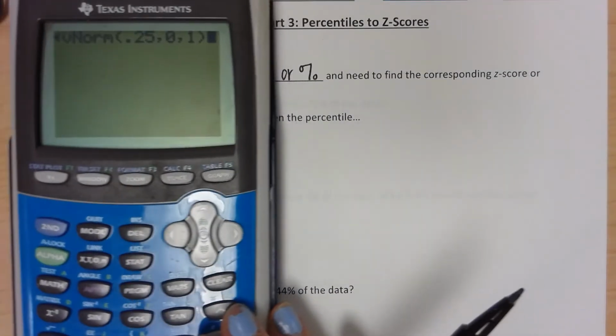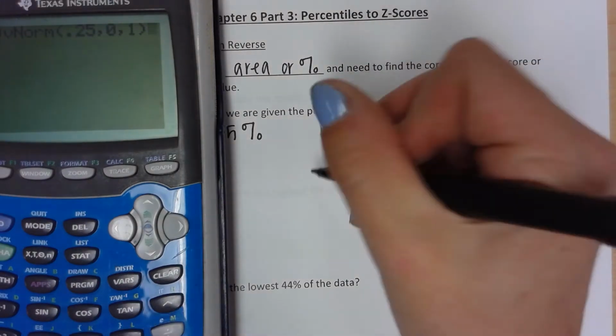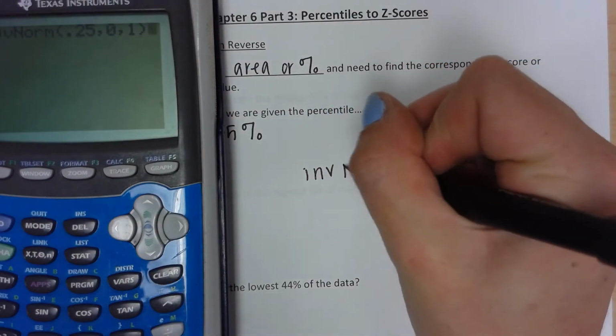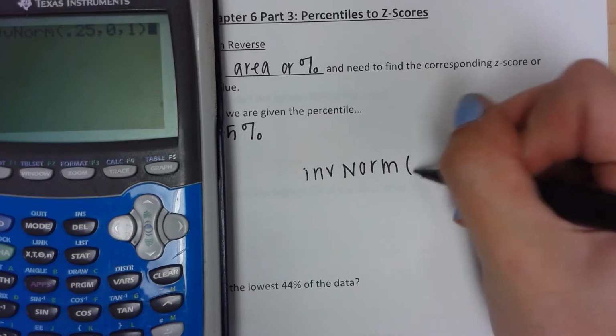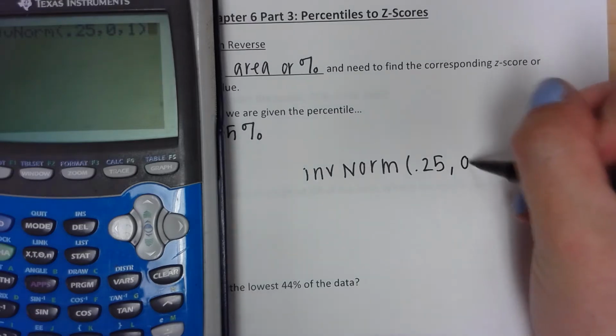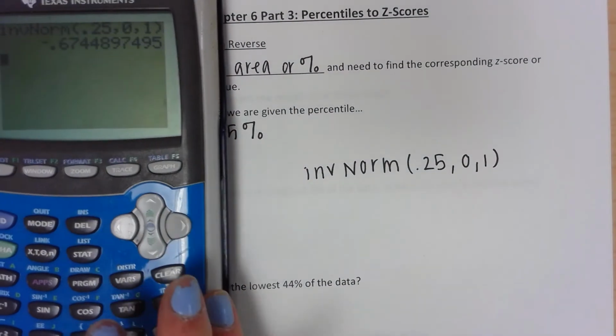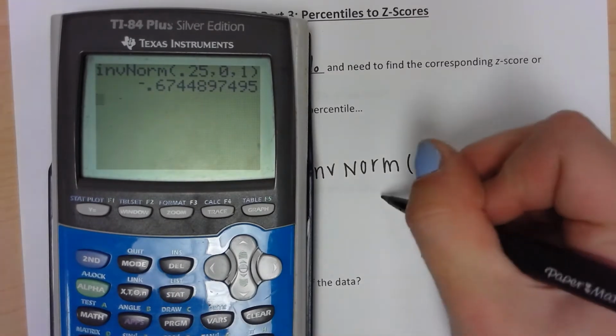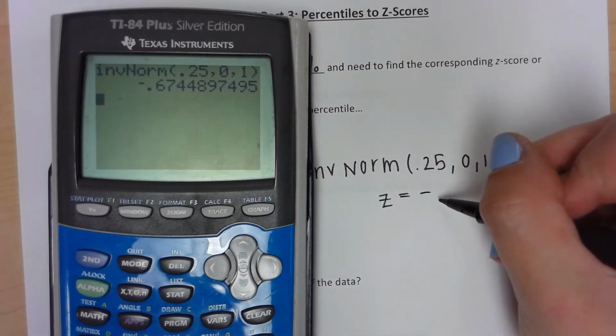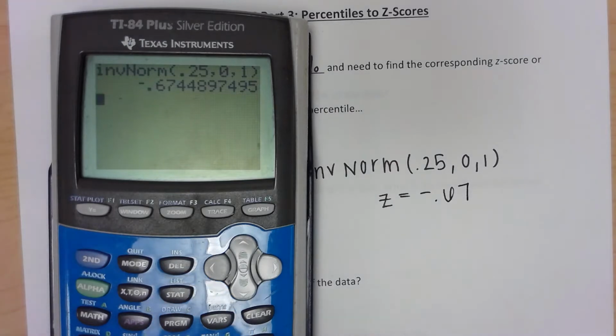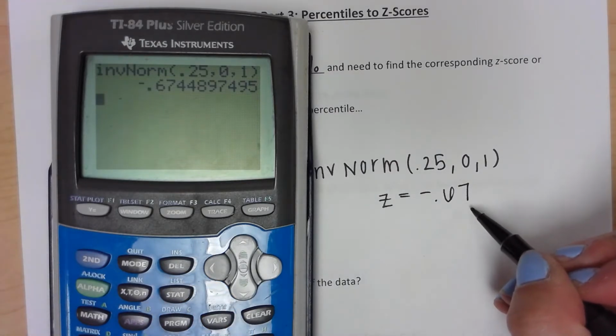I'm going to just jot this down here. So I have my inverse norm of 25%, 0, and 1, which my calculator tells me is a z-score of negative 0.67. Whenever we're working with z-scores, we always want to round to the nearest hundredth.